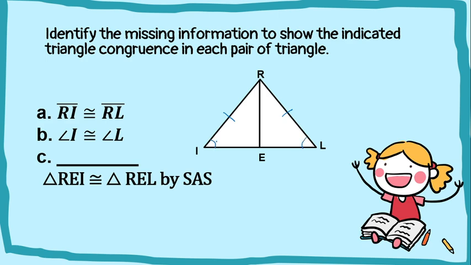So, by SAS, nakagitna dapat yung angle. So, what is the missing part or missing congruent part? Okay? We're missing the side. And that side is side EI and side EL. So, ito yung congruent missing part.